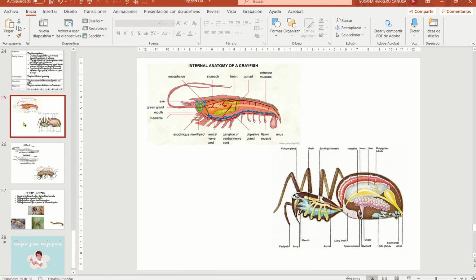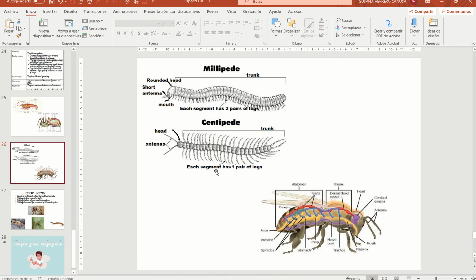You have to explain some parts of the anatomy. Remember, tracheal tubes, the walking legs, two pairs of antennae if we are talking about crustaceans, no antennae if we are going to talk about arachnids. Millipede, remember, two pairs of legs per segment is a millipede. Only two parts, the trunk and the head, one pair of antennae. And if it's a centipede, only one pair per segment.